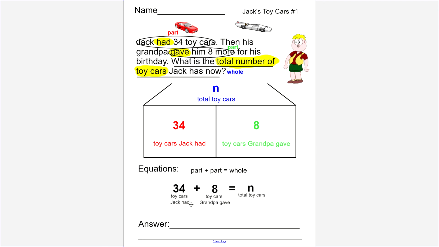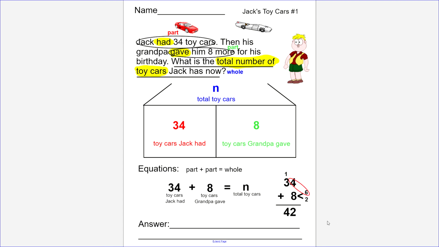Now, when I want to add 34 plus 8, I know I'm going to write it vertically, so I'll do that. Here you can see I've written 34 plus 8 vertically with the ones place, the 4 and the 8, carefully lined up. I can see right away that 4 plus 8 is going to equal more than 10, so I'm going to use my make a 10 strategy to add the ones place. I know that 4 plus 8 equals 12, so I regroup my 10 and put my 2 in the answer in the ones place.